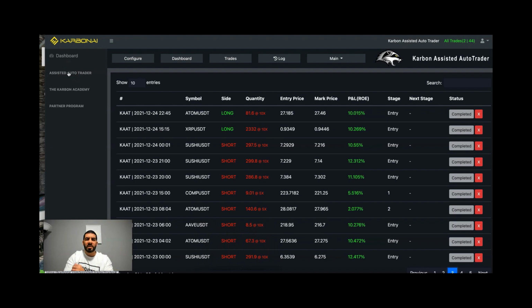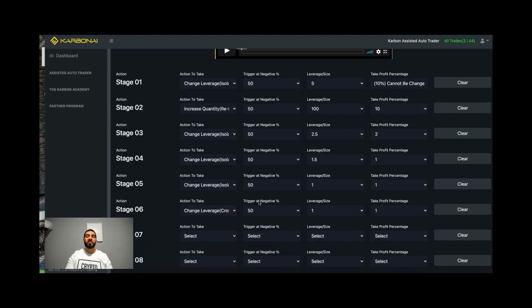You're probably wondering, how is it possible for an AI system to never lose? Very simple, guys. It's because we have the most advanced money management system built inside of Karbon. And if you look right here, these are the different stages. What this means is that when the trade starts to go the opposite way that we predicted, it starts to hit certain stages. These stages are here for your loss prevention. They basically put your account at zero risk and start to make these adjustments and changes so that you don't lose and you can always win.